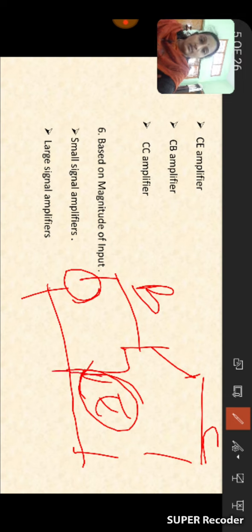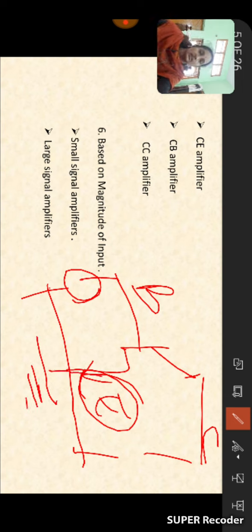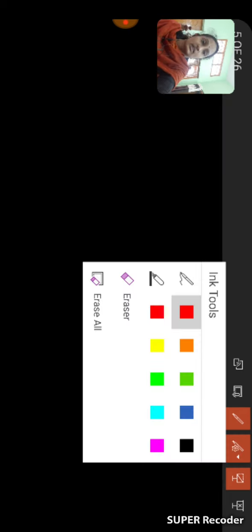And this terminal is connected to ground. Input is connected to the base with respect to emitter terminal, and the output is collected from the collector with respect to emitter terminal, and this emitter terminal is connected to ground, so that it is called common emitter amplifier. And next one is what? Common base amplifier.